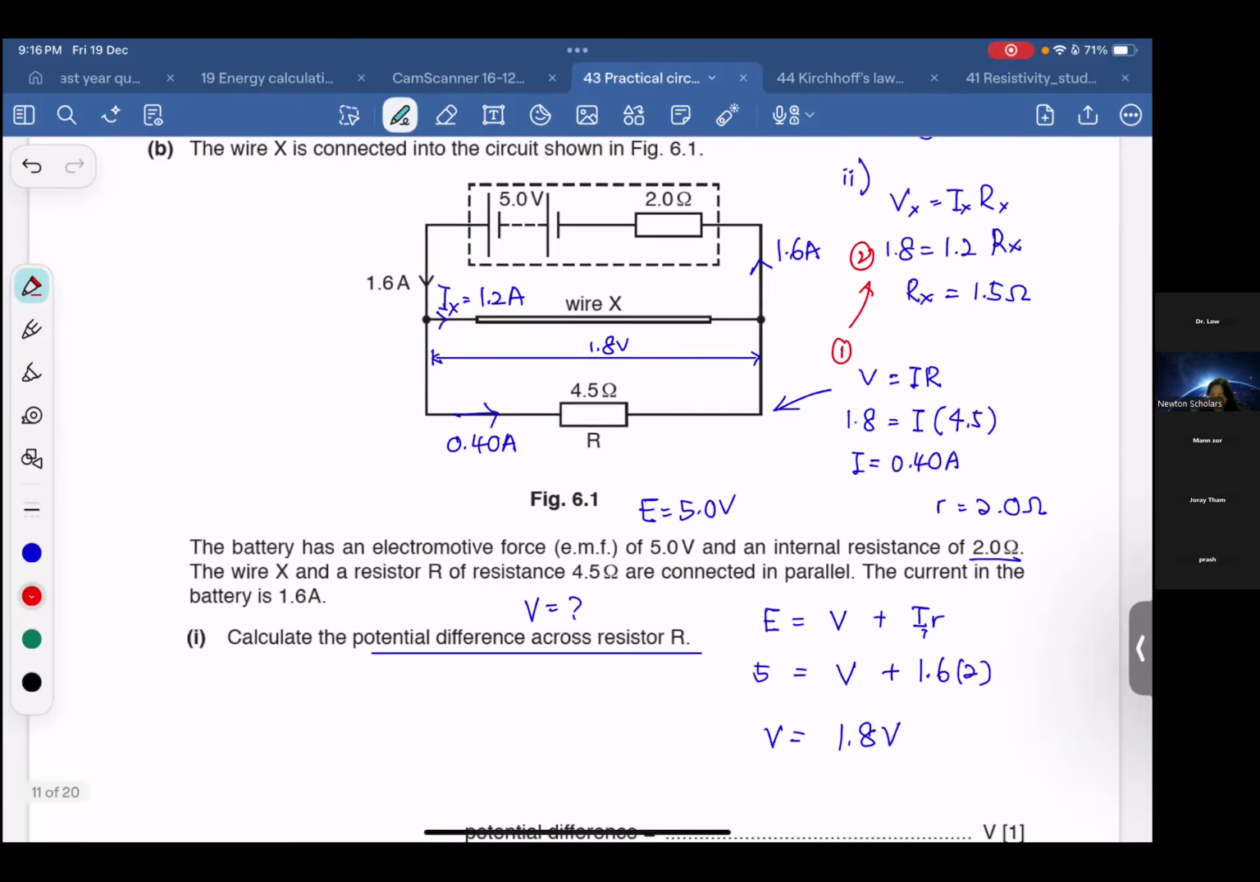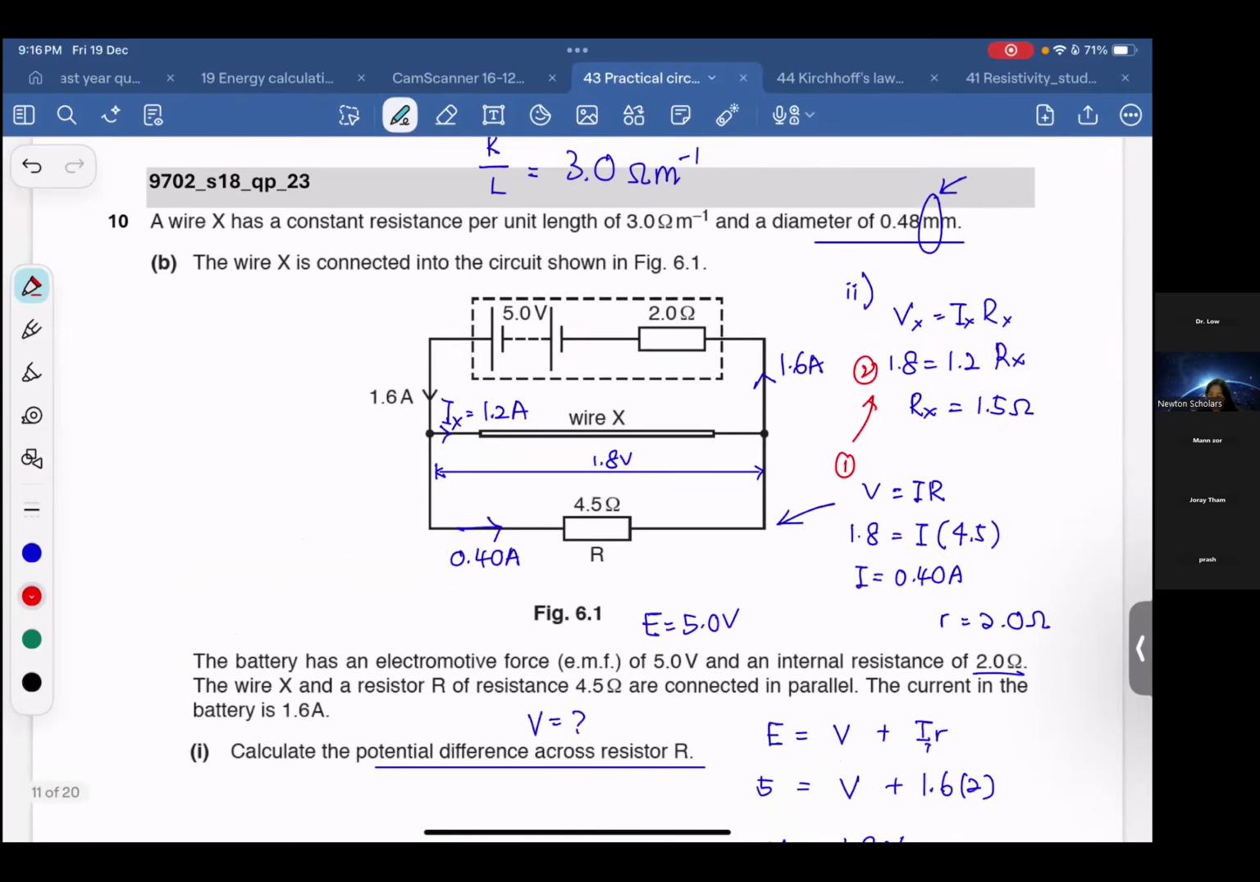Wire X, what is the length for wire X? Okay, how do we know? Just now the first sentence tells you wire X has a constant resistance per unit length. Every 1 meter is 3 ohm. Now it's 1.5 ohm. So what is your length? So here, third one. R over L is 3.0 ohm per meter. That means 1 meter is 3 ohm. Right now it's 1.5.